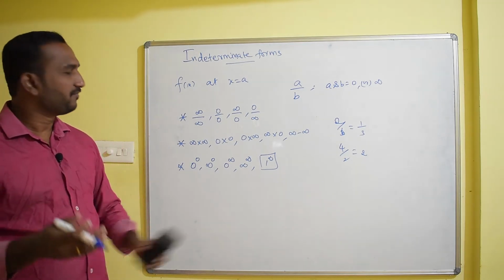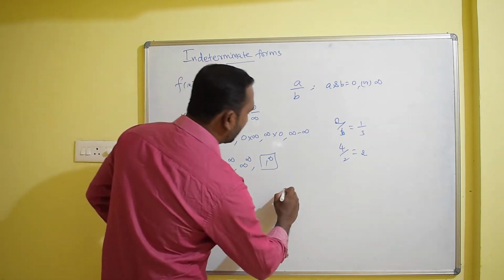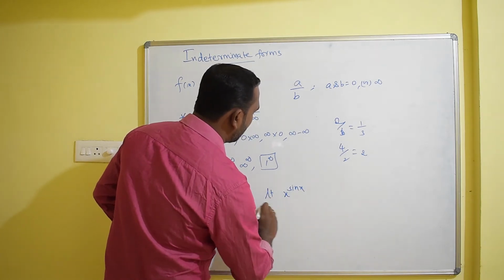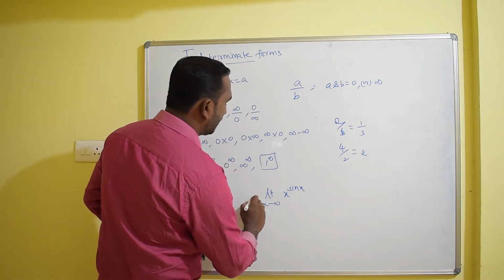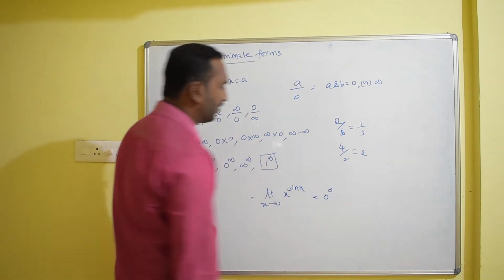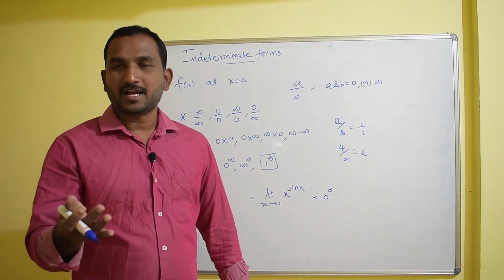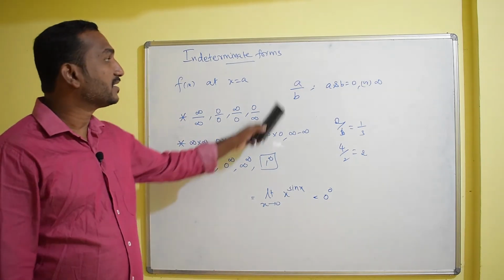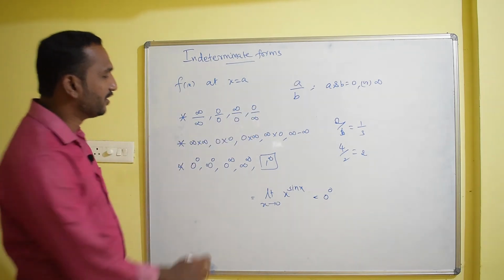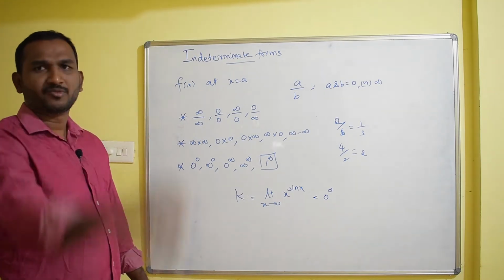In any problem, if I get this kind of form, what do I want to do? Let us take limit x tends to 0 of x power sine x. If you substitute that, what will you get? 0 power 0. Yes, I got 0 power 0, but to find the finite value, I want to bring the term as a by b, then only is it possible to apply the L'Hospital rule. For that, I will consider it as k. Now I will take log on both sides.